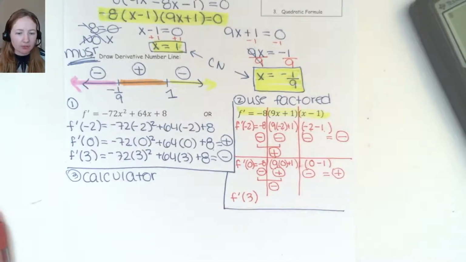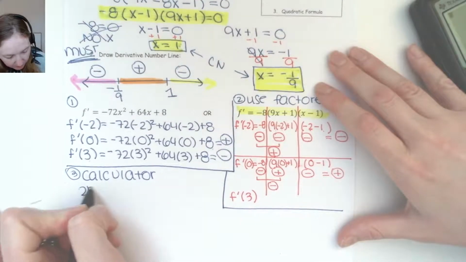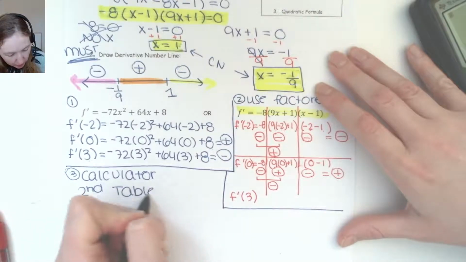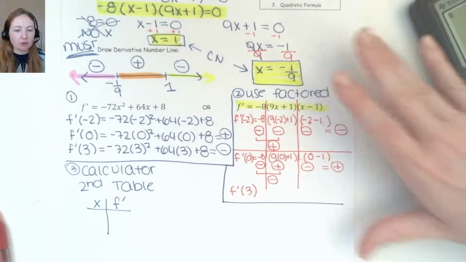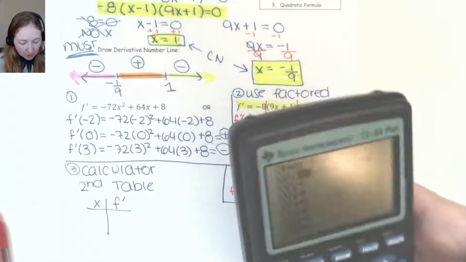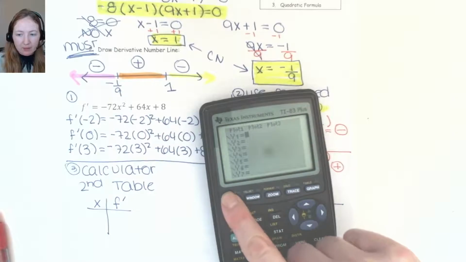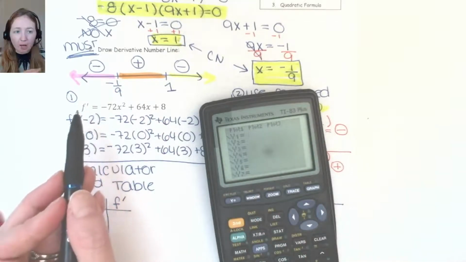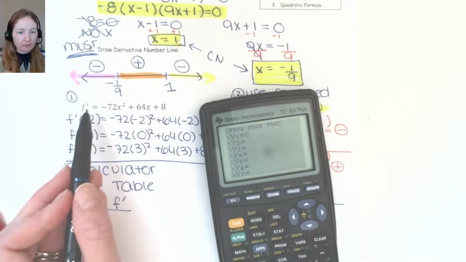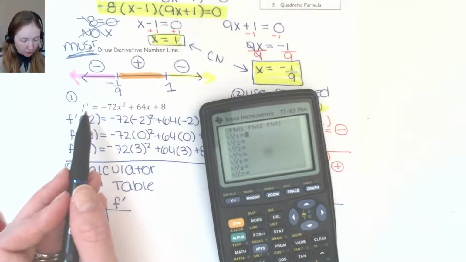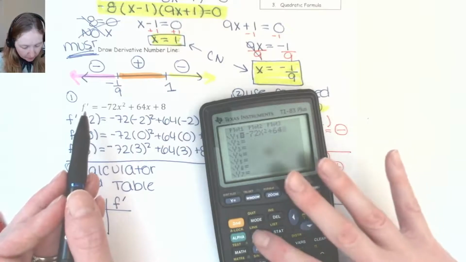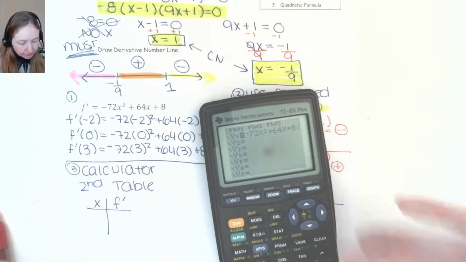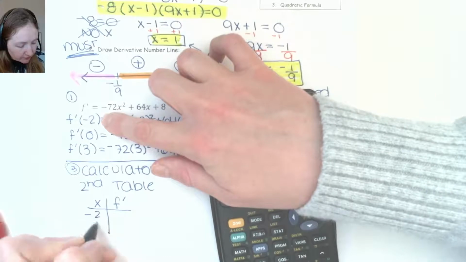Technically, you could also plug into your calculator. Now, this is not graph the function. This is use second table to identify the signs that you have for your derivative. So here's what you would do. You would take your calculator out, hit the y equals button, and then you're not graphing the function, you're looking at the derivative because that's the inequality you're trying to solve. So you plug in -72x squared plus 64x plus 8. And then you see how we plugged in -2, 0, and 3.